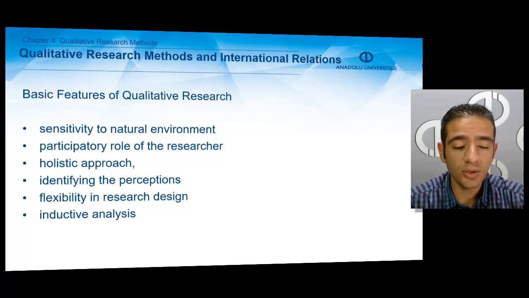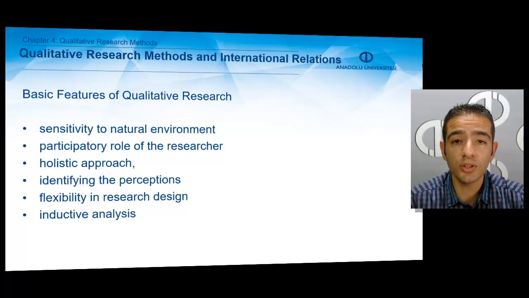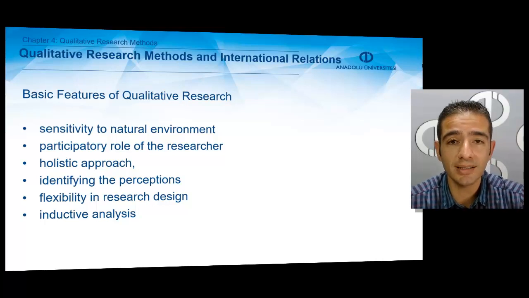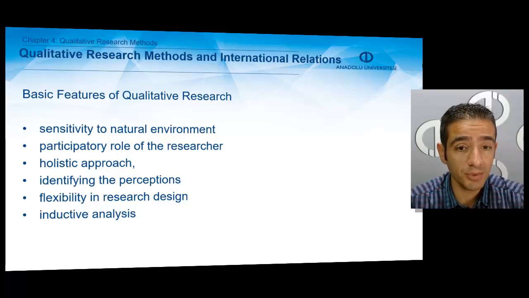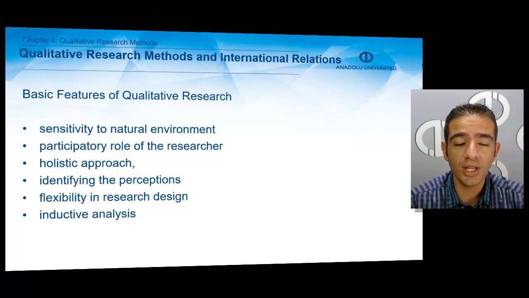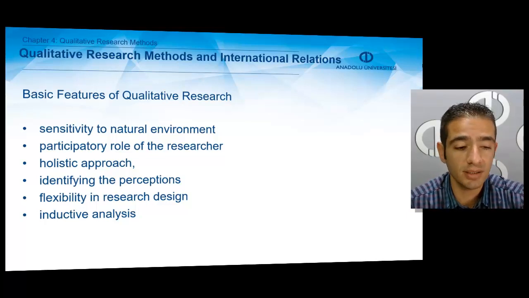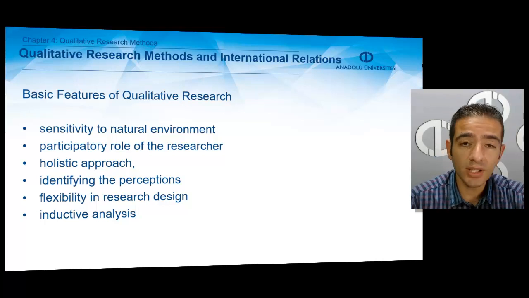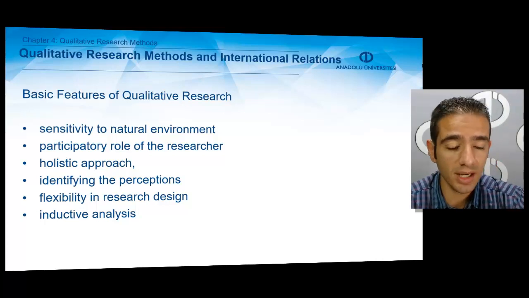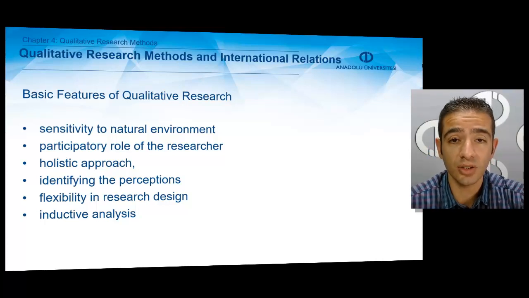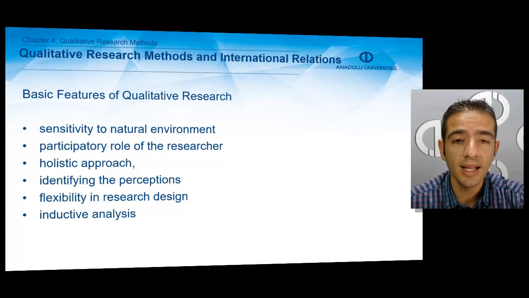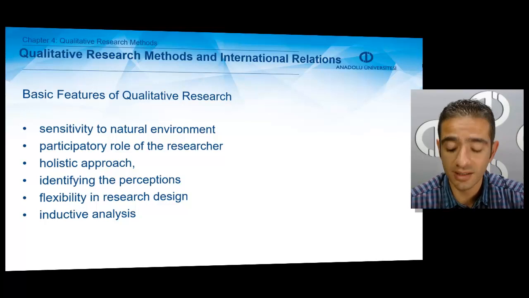Also, qualitative research has a holistic approach towards the data collection process, data analysis process, and interpretation. The main focus is to identify the perceptions of the participants and to generate meanings based on these perceptions. We also have flexibility in the research design. I mean, you can change your research questions and revise your data collection tools throughout the research process. And finally, the analysis in qualitative data is inductive.